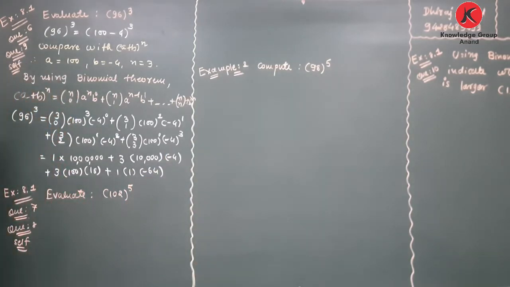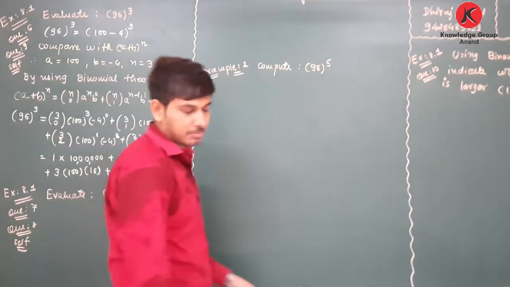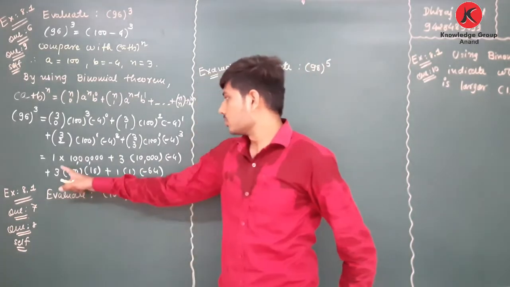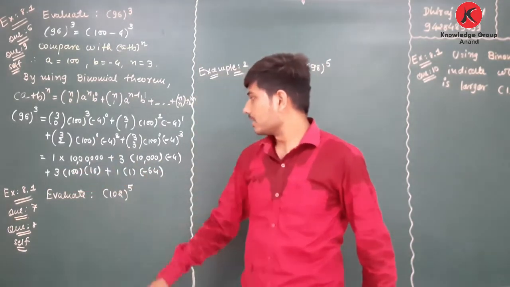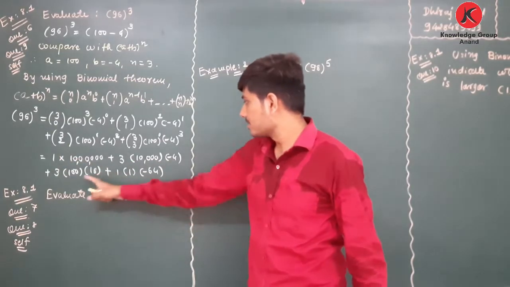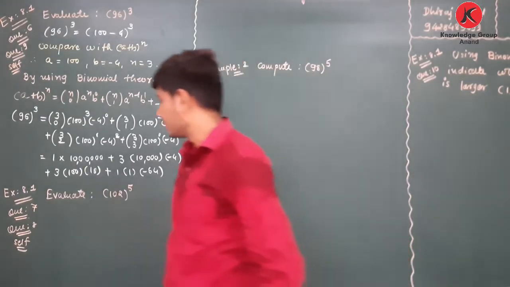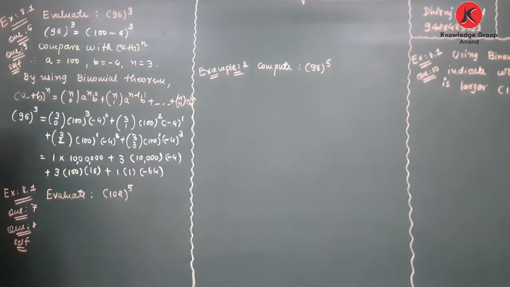Now you can easily multiply it and subtract it from 10 lakh. You have to simplify this thing. It is quite easy. First of all, multiply these things and then we have to add and subtract the respective terms.